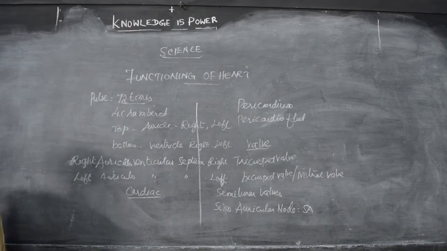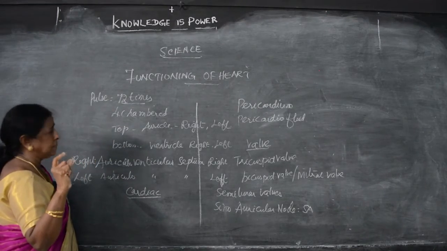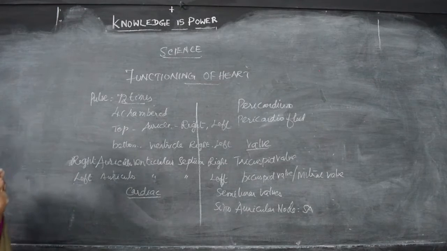How many seconds in 1 minute? 60 seconds make 1 minute. Within 1 minute, that is 60 seconds, the pulse rate is 72 times. That means it pulses and creates a sound 72 times. So it is not even taking a second.